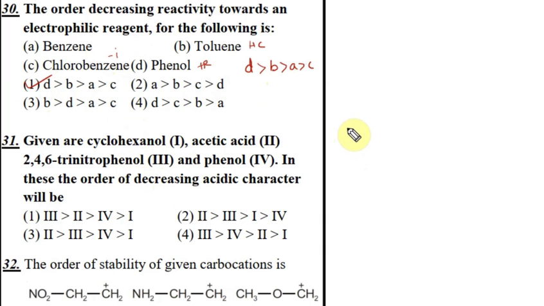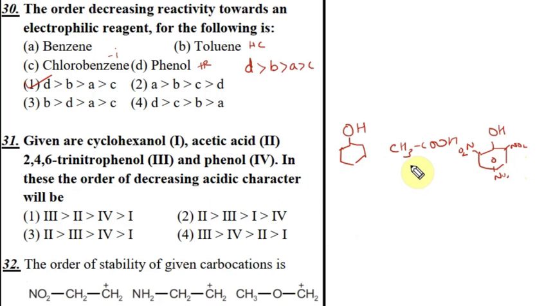Cyclohexanol, acetic acid, trinitrophenol, and phenol. We are asking about the decreasing order of acidic character. Let's see, 1 I have written down correctly, 2 I have written down. Now when you think about it, the one that is least acidic among them is the easiest to figure out. That's going to be your cyclohexanol. It is not an acid at all. So this is the wrong option.